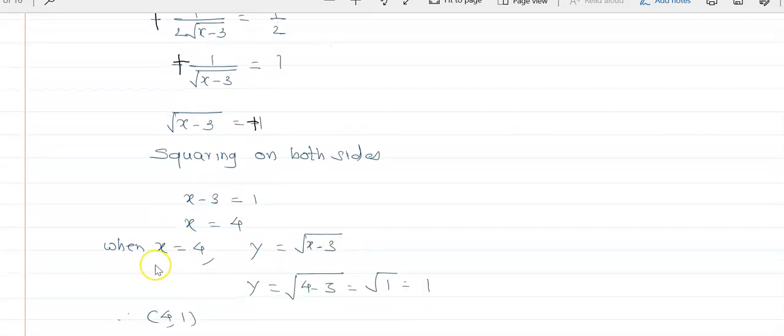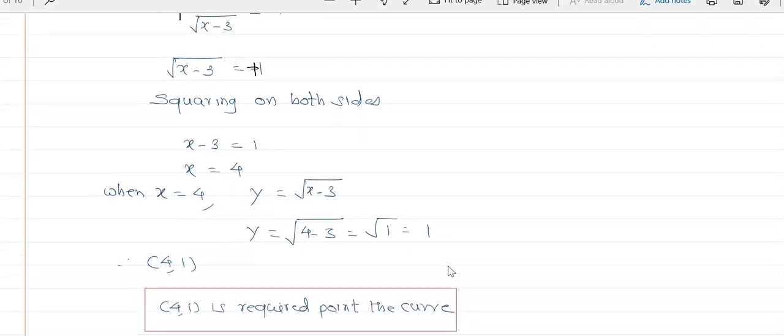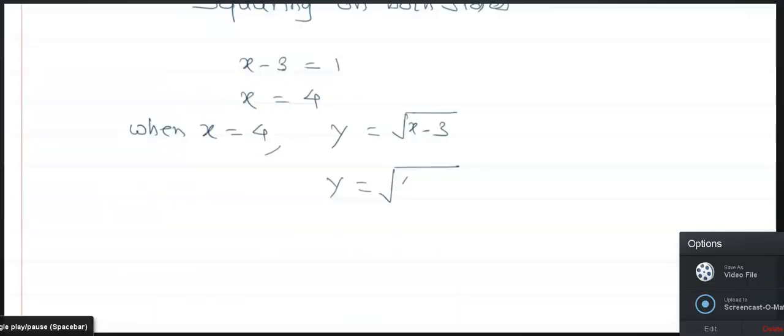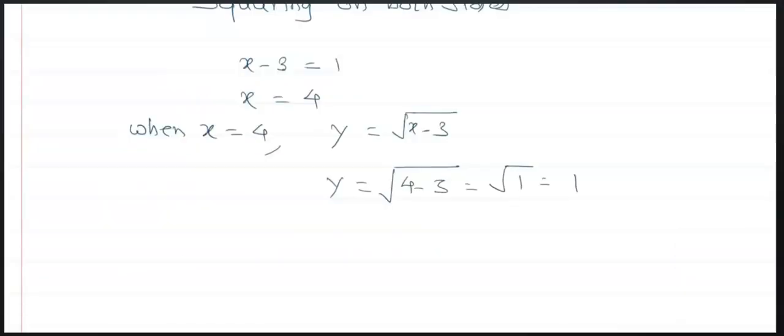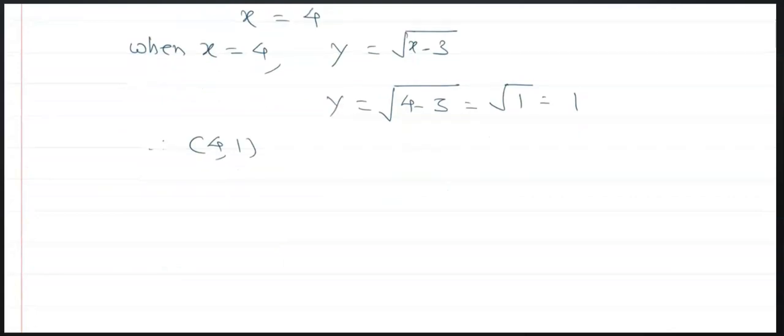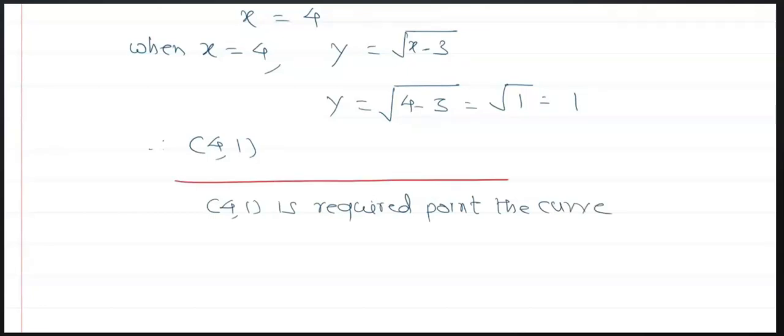Now, when x is equal to 4, what about the y? The y is equal to root of x minus 3. The value of x is 4, 4 minus 3, that is y is equal to 1. Therefore, our point is 4 and 1. This is the required point on the curve.